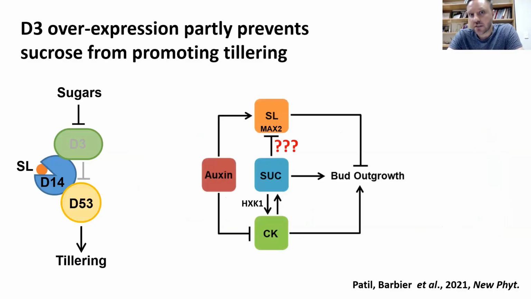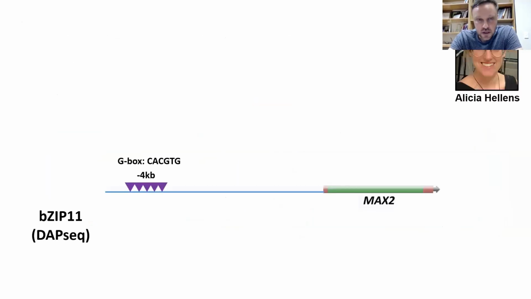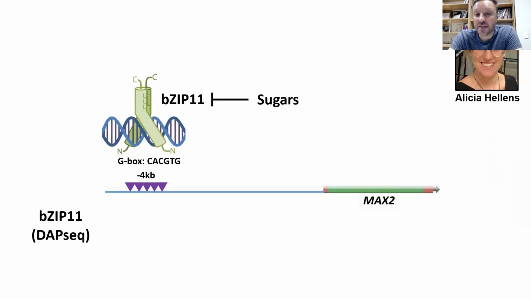And so now what we try to understand is what is the signaling pathway which enables sucrose to inhibit MAX2. So we looked at the MAX2 promoter, and we could find a cluster of G-boxes 4 kb upstream of MAX2. We were interested in this cis element because it's known to be bound by bZIP11, which is a transcription factor known to be inhibited by sugars through multiple ways. So we looked in DAP-seq data to see if bZIP11 was binding on this locus, and we could see that indeed bZIP11 seems to bind to this locus.